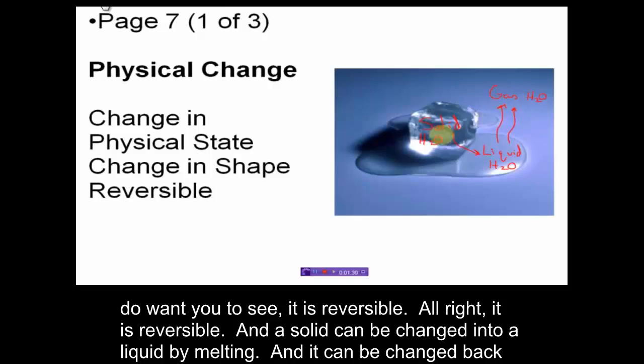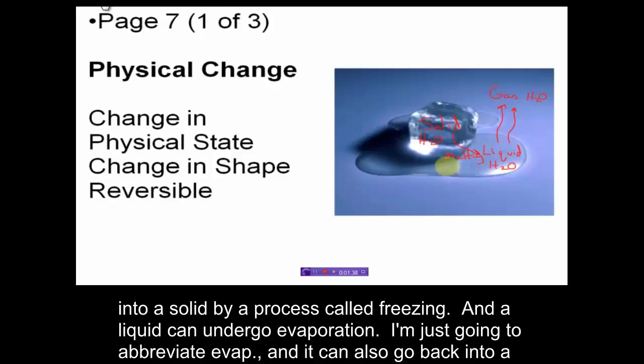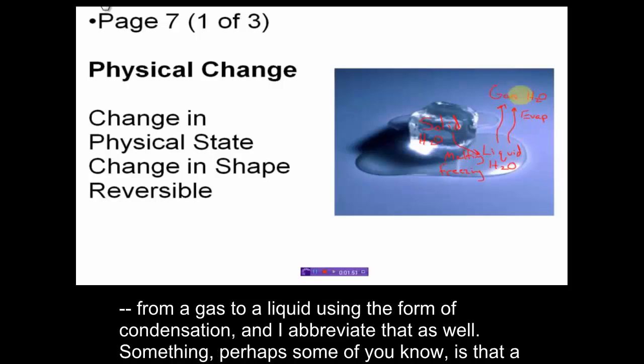And a solid can be changed into a liquid by melting. And it can be changed back into a solid by a process called freezing. And a liquid can undergo evaporation. I'm just going to abbreviate evap. And it can also go back from a gas to a liquid in the form of condensation. And abbreviate that as well.